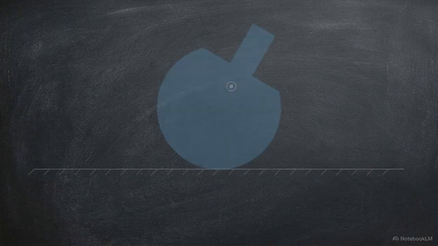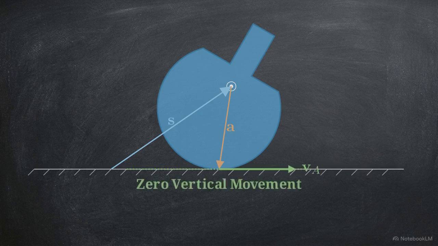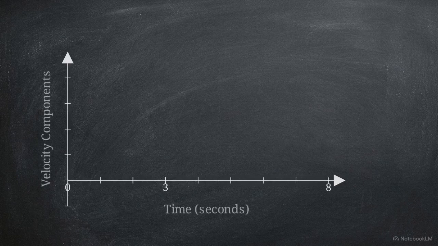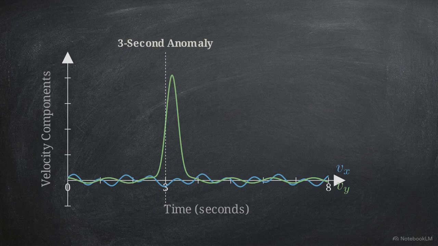Here are the vectors at play: the center of mass position, s, and the floor vector, a. Together, they generate a horizontal gliding velocity vector, v sub a. Because the top maintains floor contact, this gliding velocity is strictly horizontal, with 0 vertical component. This chart plots the 2 horizontal components of that gliding velocity, x and y, across our 8-second timeline. While the x-axis velocity remains relatively flat, the y-axis velocity increases by 1 to 2 orders of magnitude due to the top's direction of rotation.